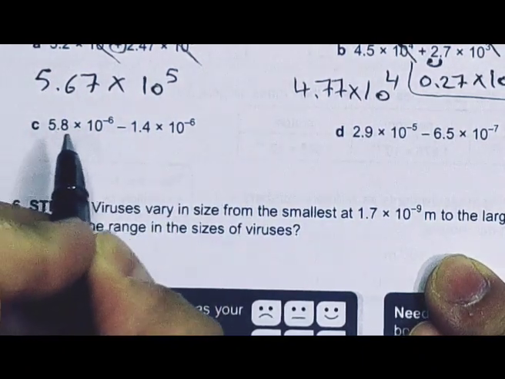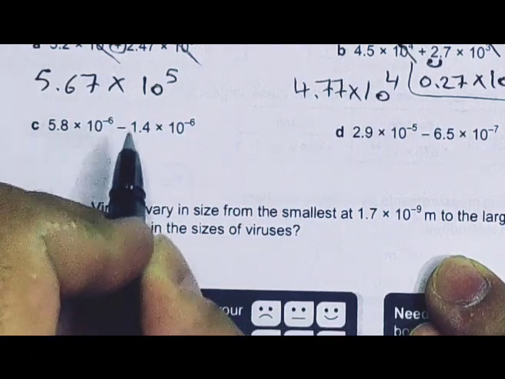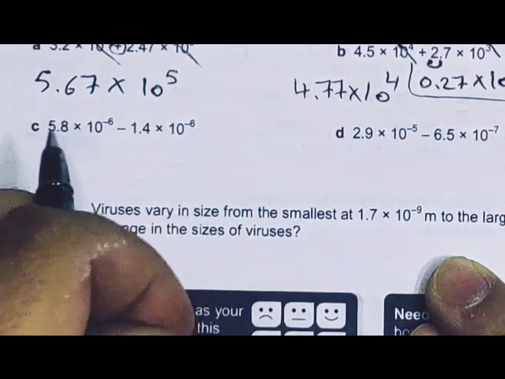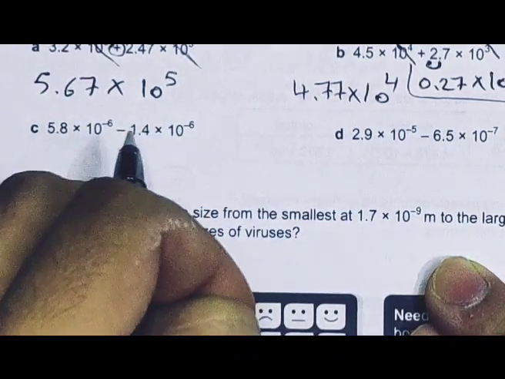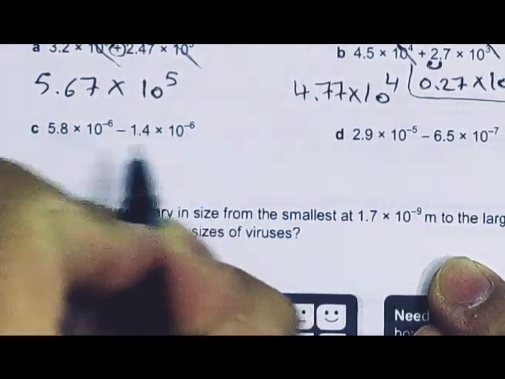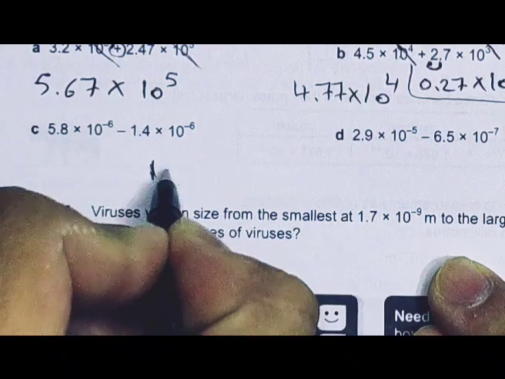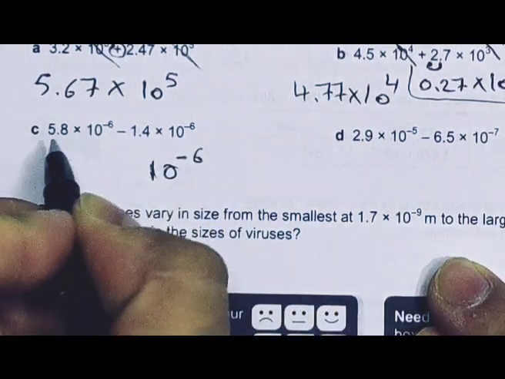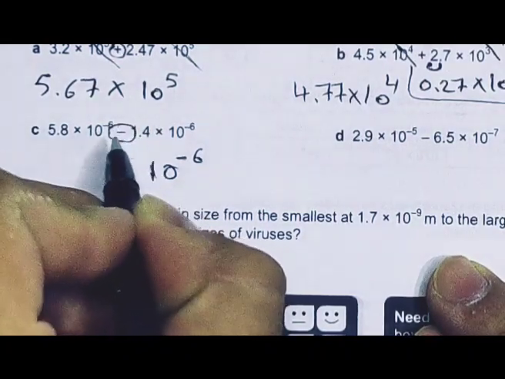Question C, 5.8 times 10 power of negative 6 minus 1.4 times 10 power of negative 6. Same idea as we said. If we have the same powers and we're adding or subtracting, it means I'm going to take this 10 with the power as a common number and put it in the answer like this, 10 power of negative 6. And then I have 5.8 and 1.4. I'm going to do what? I'm going to subtract them.